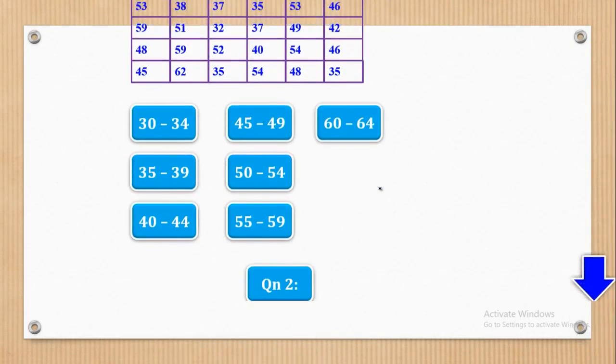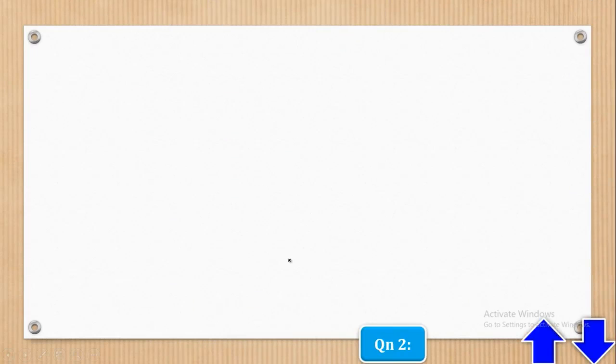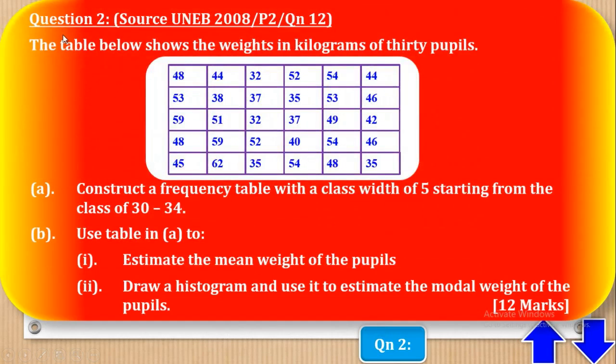Now we shall go to question 2. So question 2 says the table below shows the weights in kilograms of 30 pupils. So these are the values, or the weights in kilograms for 30 pupils. Then part A says construct a frequency table with a class width of 5 starting from class of 30 to 34. Then part B says use the table in A2 Roman 1 estimate the mean weight of the pupils. Then Roman 2 draw a histogram and use it to estimate the modal weight of the pupils.